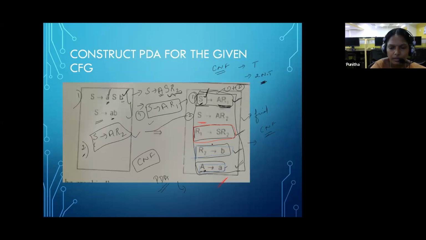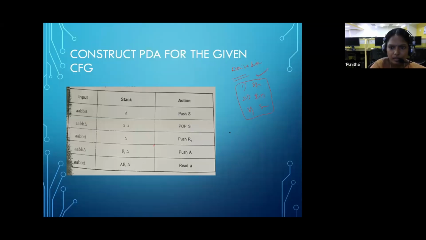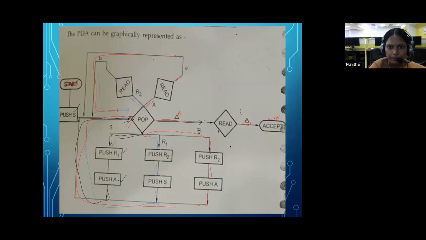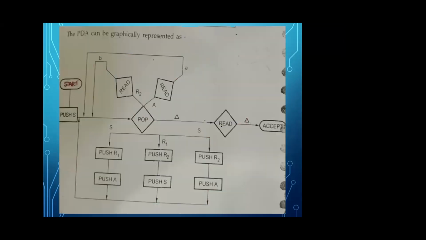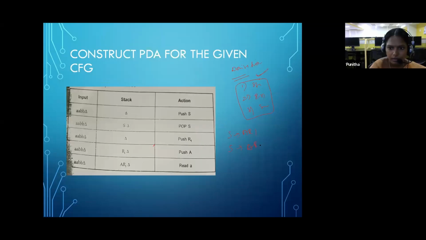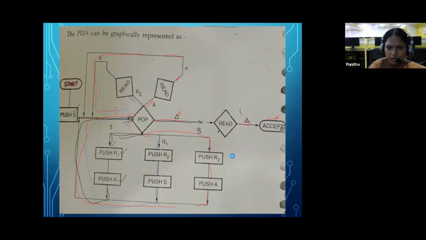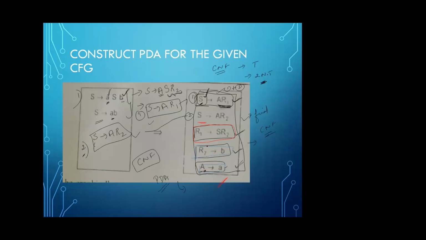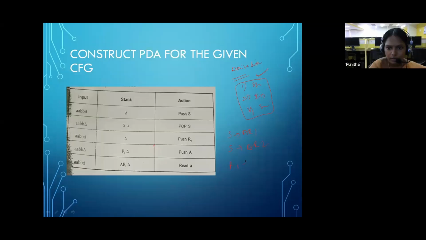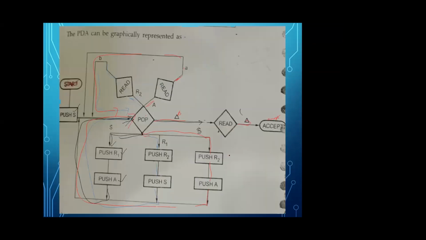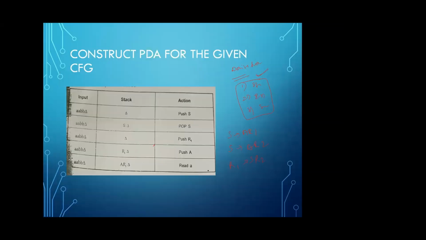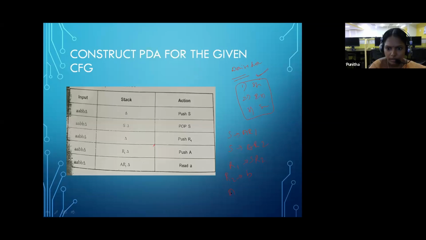First, take all the productions. The first production is S tends to AR1. The second production is S tends to AR2. The third one is R1 tends to SR2. R2 tends to B, and A tends to small a. These are all the productions.